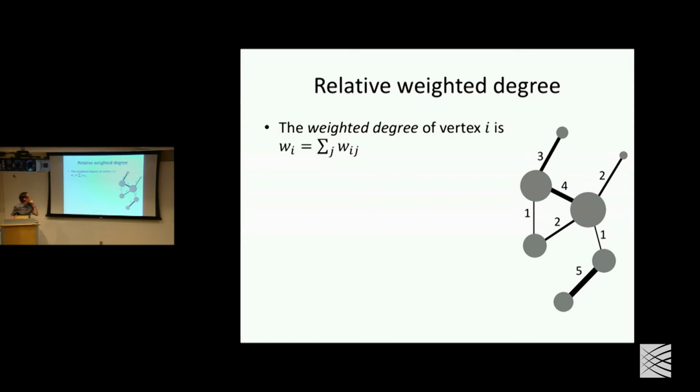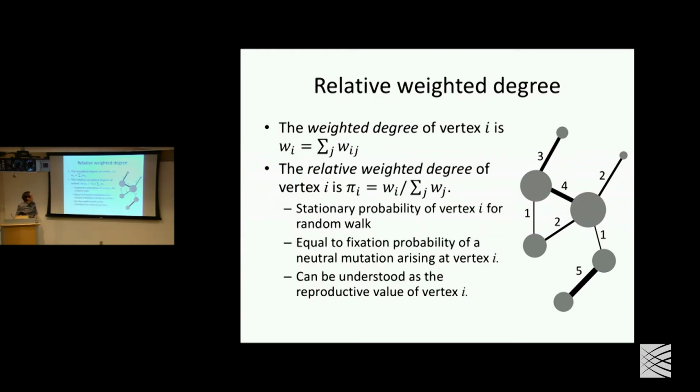All right. So I'm going to talk a little bit about mathematical methods of how we obtain this solution. An important quantity here is the weighted degree of a vertex, which, as I mentioned, is the sum of adjacent edge weights. And then we want to obtain something called the relative weighted degree. So we divide the weighted degree by the sum of all weighted degrees. So this then becomes a probability distribution. It's a very important one.